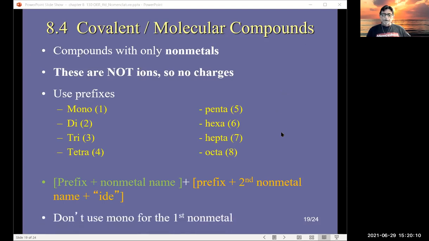If the first nonmetal is single, we just say whatever it is. For example, if the second one is by itself, we have to use the prefix mono. Let me give you an example. We have CO versus CO2. This one, you may not know, is carbon monoxide.